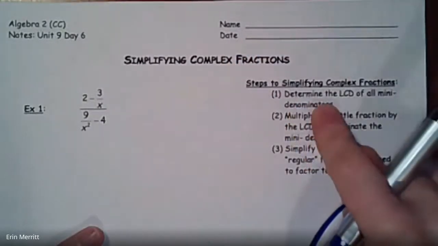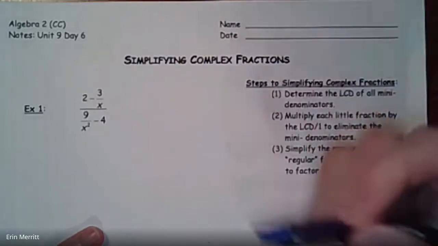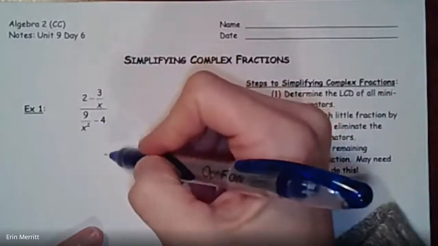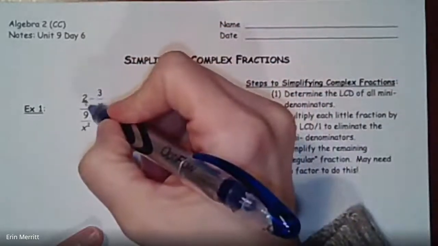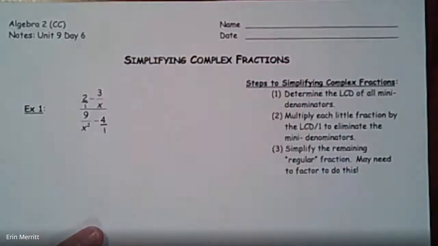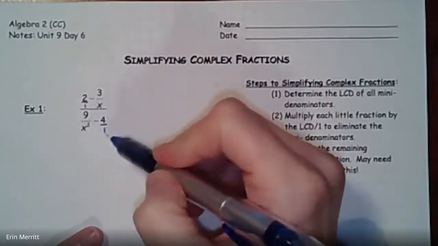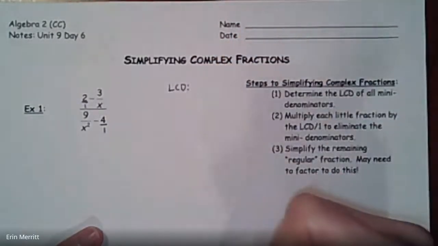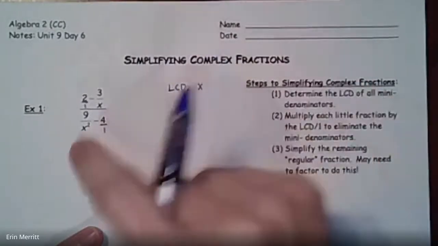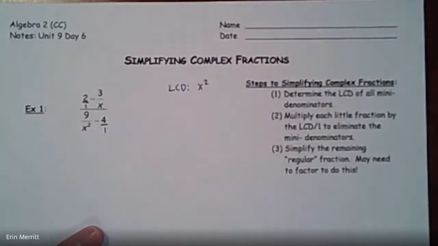So the very first step says determine the least common denominator of all the little mini denominators. When I say mini, I mean the little denominators within the bigger fraction. If it helps, make everything a fraction. So 2 would be a fraction by putting it over 1. 4 would be a fraction by putting it over 1. When I look at all the little denominators, I have 1, x, x squared, and 1. So my LCD has to include all the factors. I would need the x from here. And then because this one has x squared, really I need one more x, or it's an x squared itself. That would be my least common denominator.